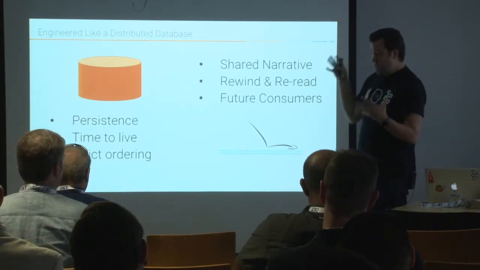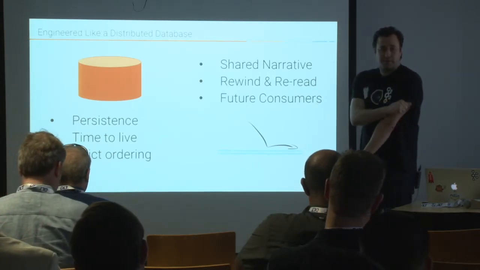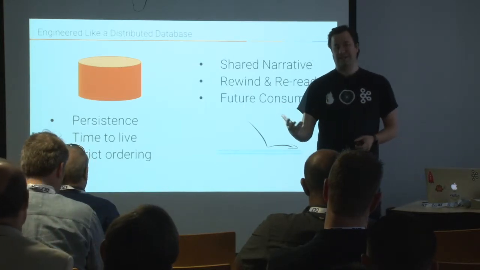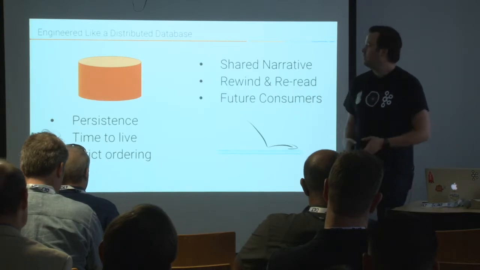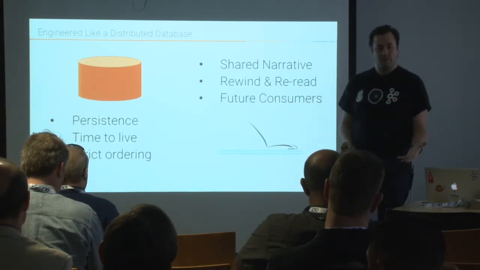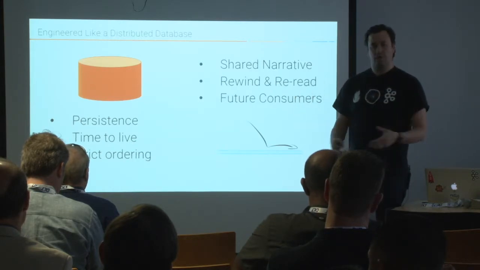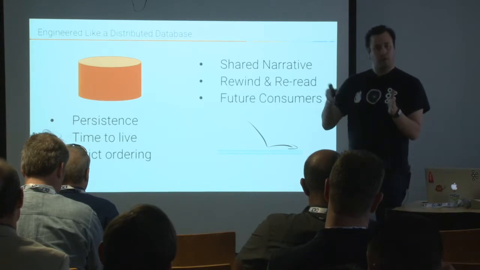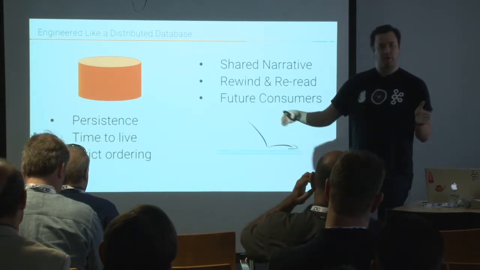So it's been engineered like a database. Data persistence is key and very important in Kafka. Once it's written, you want to be guaranteed that the data is there later. We can give you a time to live on your data, what's called a retention period: hold the data for this long. We can order the data in a strict manner, so as it's been created in the real world, you can guarantee it's in the same order in Kafka.